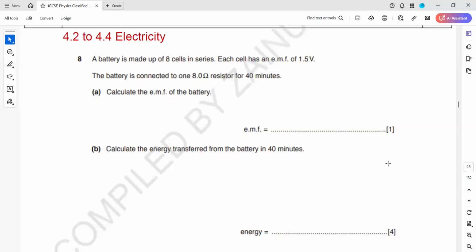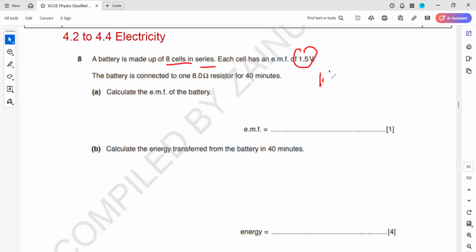The question is related to electricity and magnetism, topic 4.2 to topic 4.4, mainly about electrical circuits. In the question, a battery is made up of 8 cells. So we have 8 cells which are connected in series, and each cell has an EMF of 1.5.